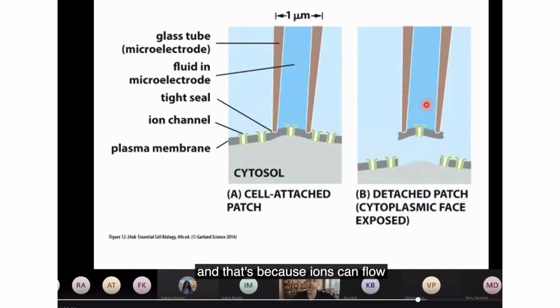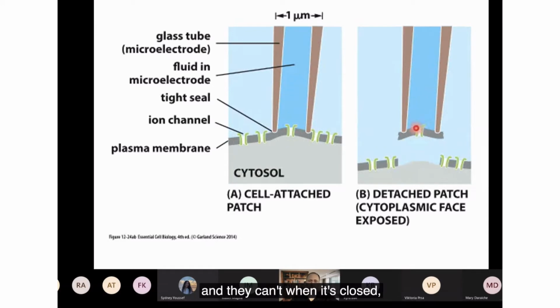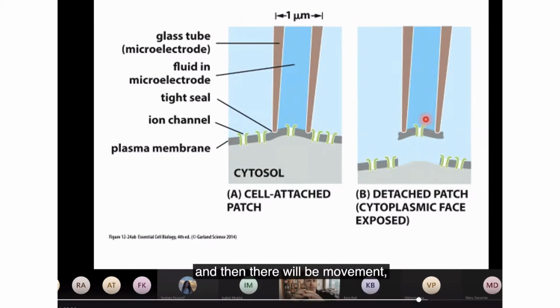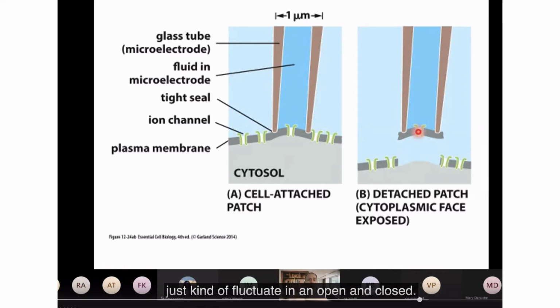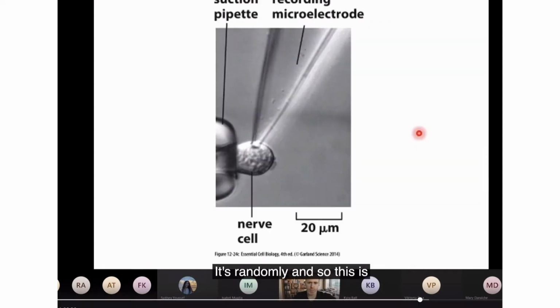And you can actually see that there's changes in voltage. That's because ions can flow through this when it's open and they can't when it's closed. And sometimes there'll be no movement, and then there'll be movement, then no movement, then movement. That's because this channel is just fluctuating in open and closed states randomly. And so this is what this experiment describes.